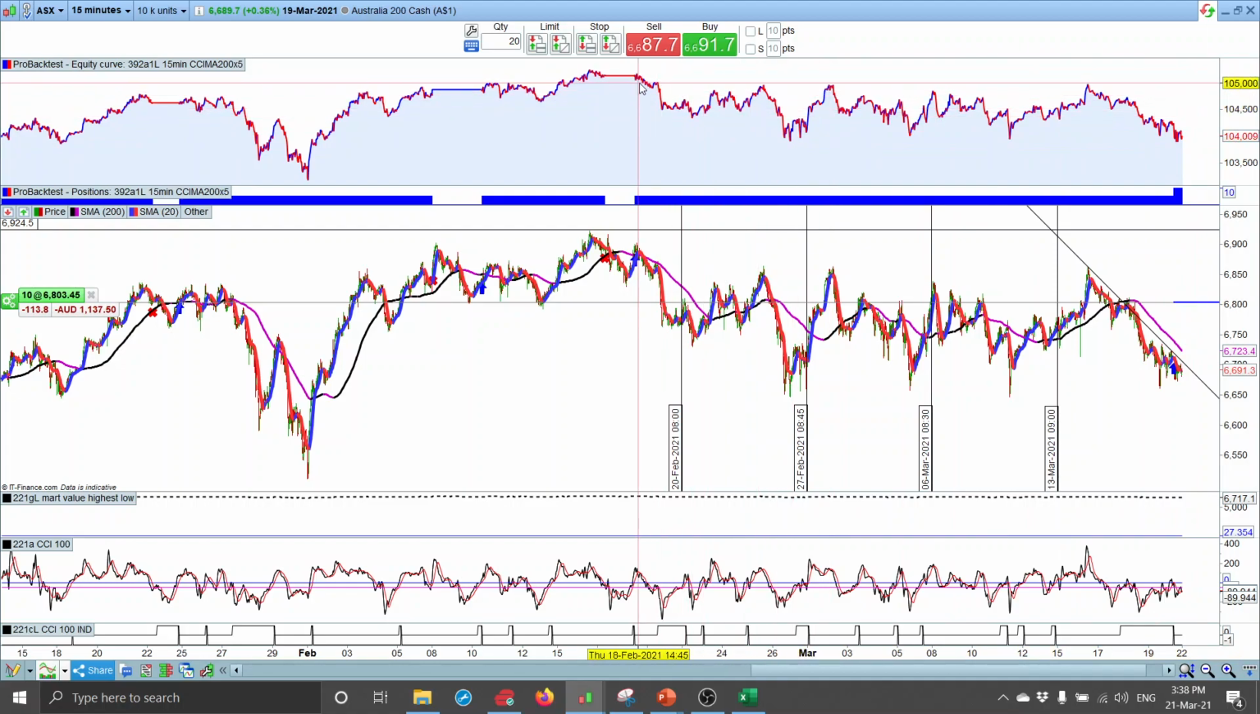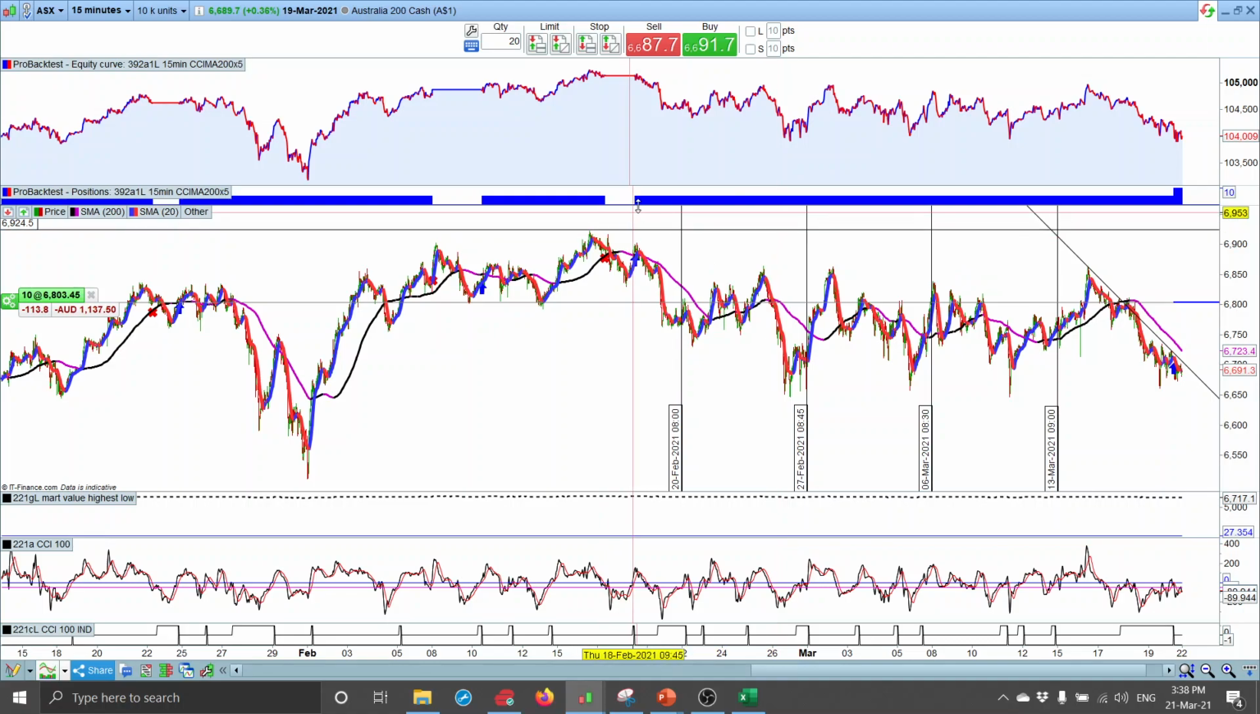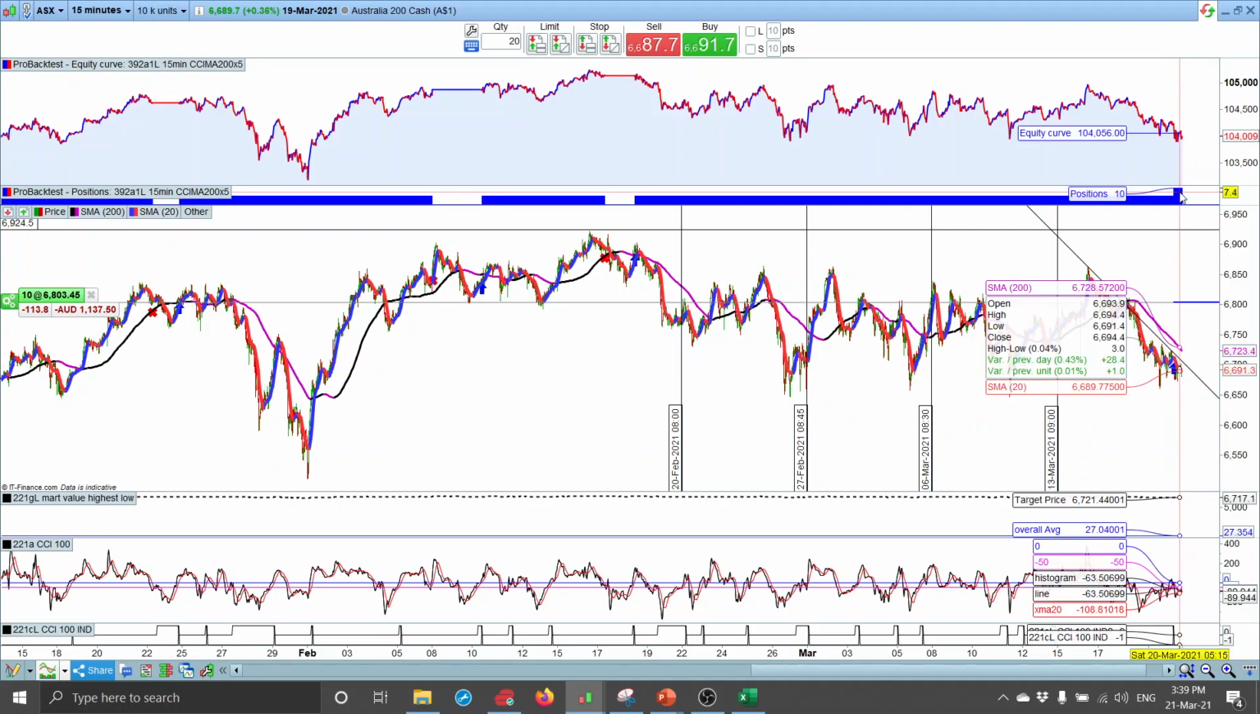As you can see, this chart up here shows the profitability based on the 5 contracts we're trading. Also looking at the margins required for each of these, for each contract we open we need $34 for the ASX 200. We opened 5 contracts initially back here, and we added another 5 there based on our entry criteria, so now we've got 10 positions, 10 contracts.